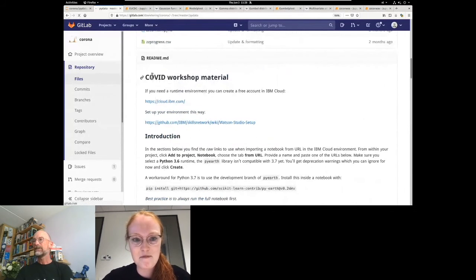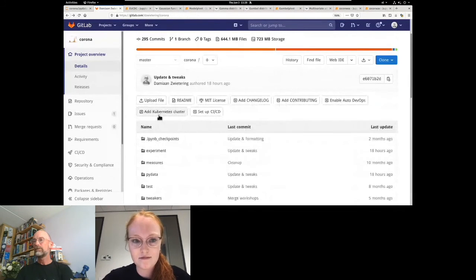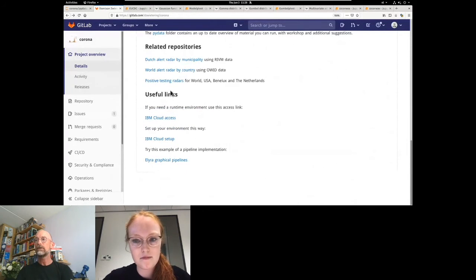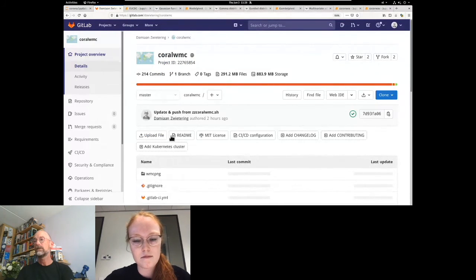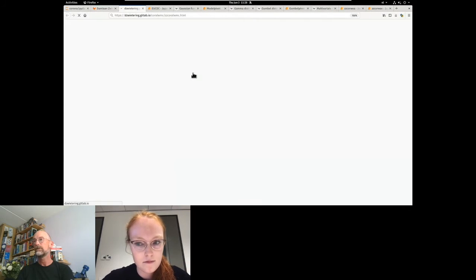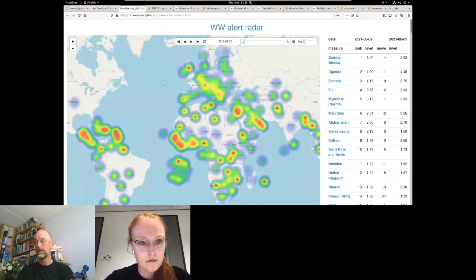Again, I'll just click through to the place where you can start exploring for yourself. So in the README, there's also pointers to a couple of related stuff that I did. For example, I made an alert radar where the source code is here, and in the README of that repository, you can click through to the world alert radar that I made. Now I'm very bad at front ends, but I just cobbled together some stuff with Folium and mapping and some calculations.